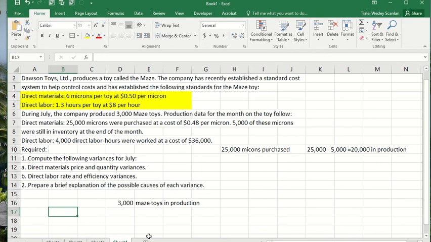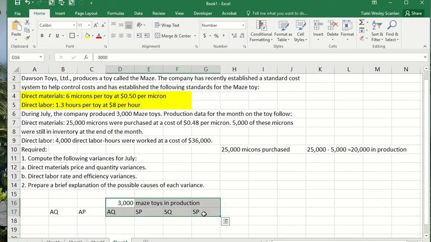So if we were doing our AQ, SQ, AP, SP, I don't know why I keep doing Z. Q, P, Q, P. Okay, so let's start with this side.